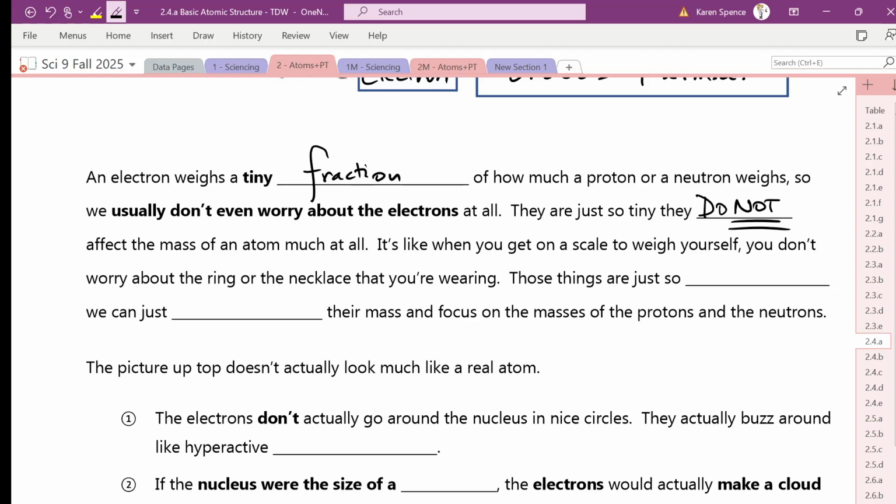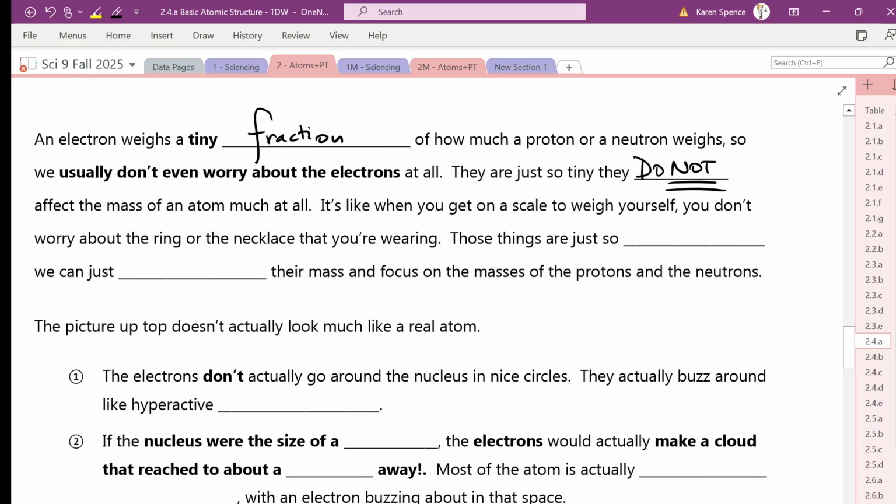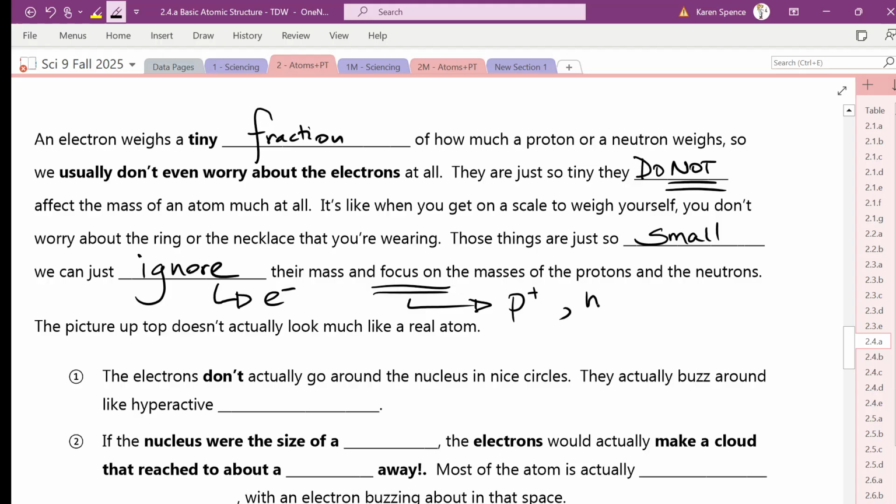Same thing goes for atoms. We say protons and neutrons weigh a lot, so we count them. Each of them counts for one AMU. Electrons count for so little, we just ignore them when it comes to mass. Those things are just so small, we can just ignore their mass and focus on the masses of the protons and neutrons. So we ignore the electrons and just focus on the protons and the neutrons.